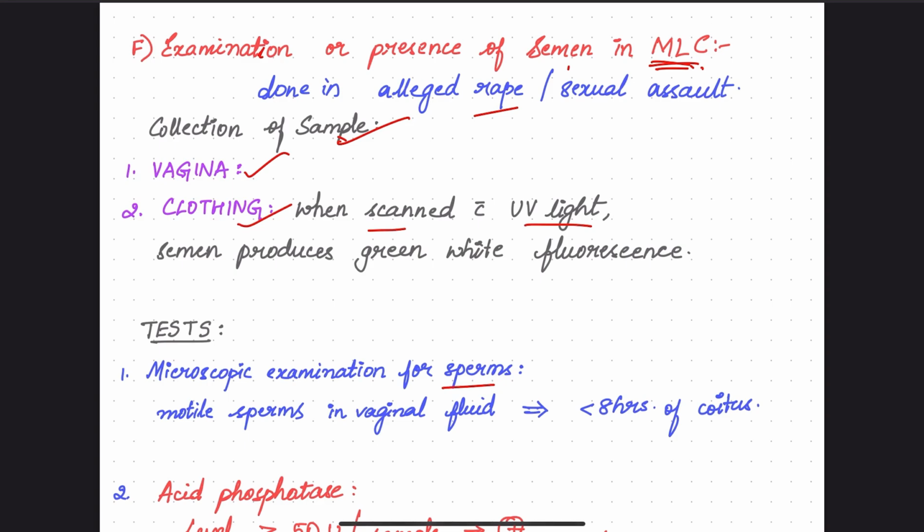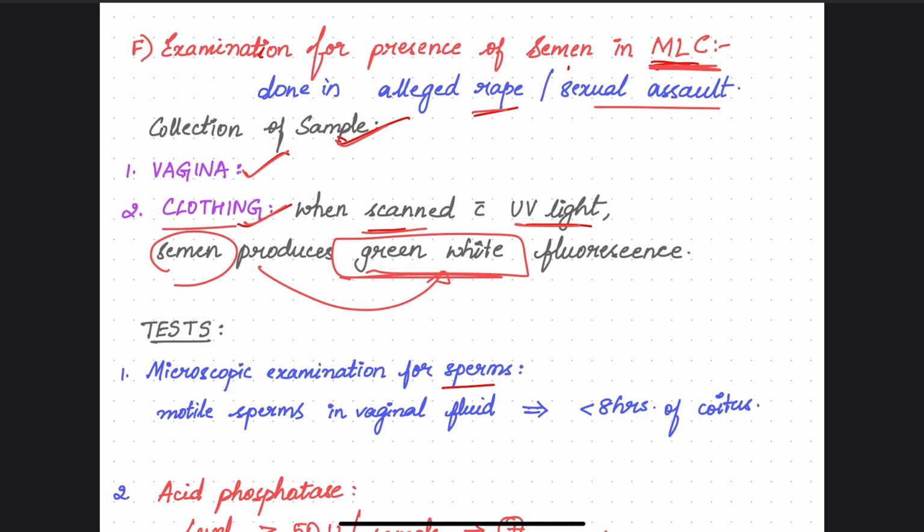Lastly, examination for presence of semen in medico-legal cases. In case of rape or sexual assault, you collect the sample from the rape victim, like vaginal fluids and clothing, and you examine for presence of semen. In case of clothing, you take a piece of about 1 square inch of the clothing, and you scan it under ultraviolet light. If semen is present, it gives a green-white fluorescence. Then semen is said to be present.